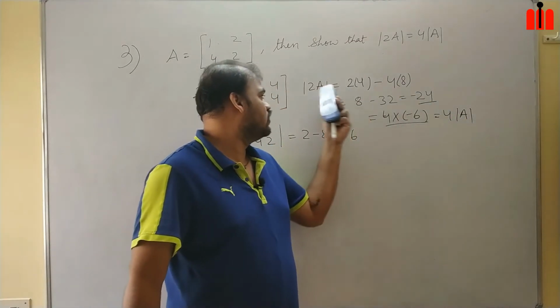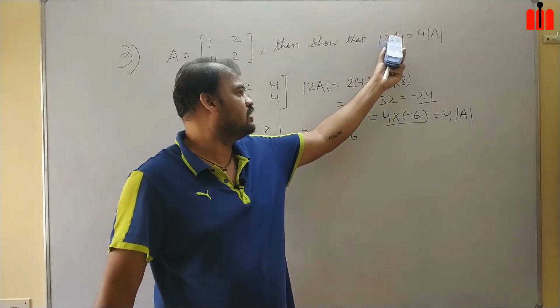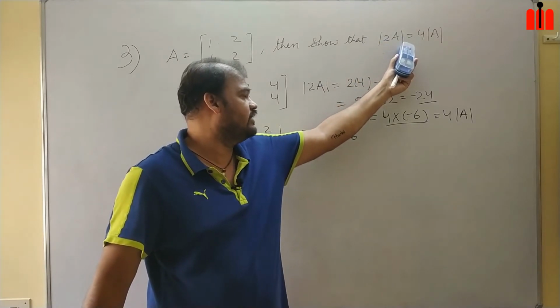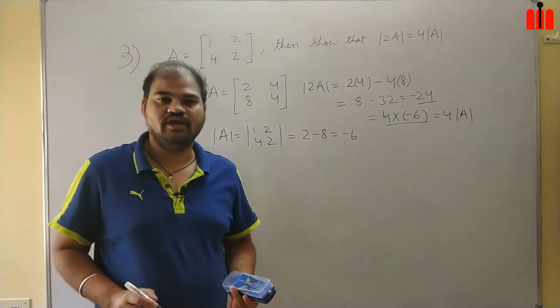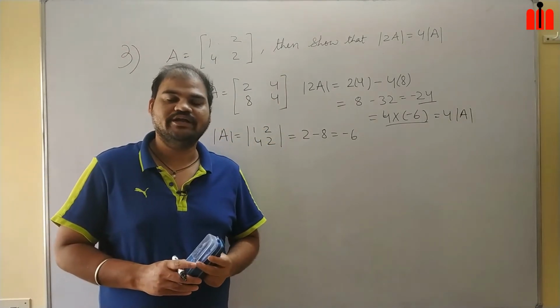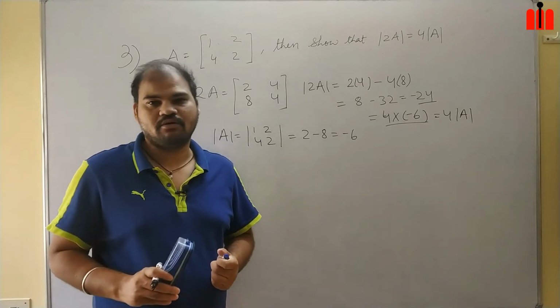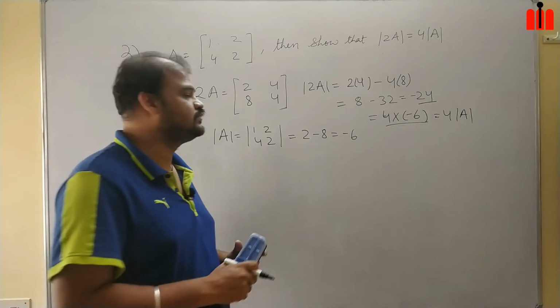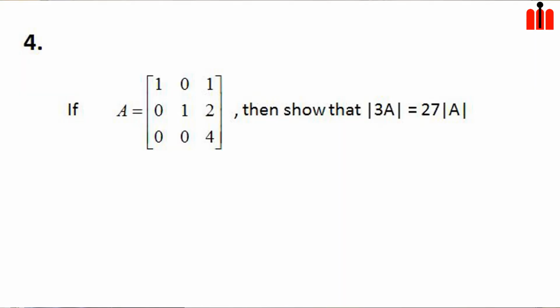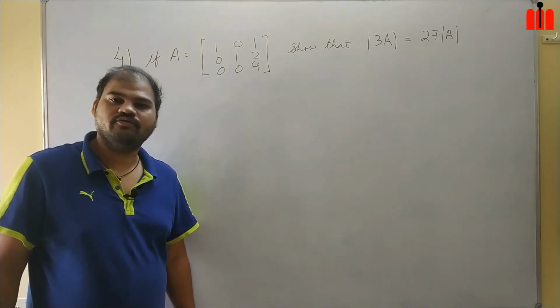So it will become scalar multiplication of 2 with A, and det of that is equal to 4 into determinant of A, or det of A. Got it? This completes problem number 3. Let's move on to problem number 4.